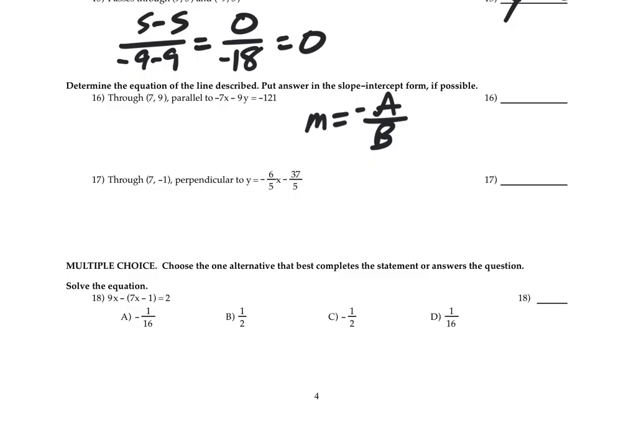And so in this case, the opposite of negative 7 would be positive 7 over negative 9. And then the question says, write a new equation that would be parallel to it, okay? So parallel to this equation, we keep the slope exactly the same.